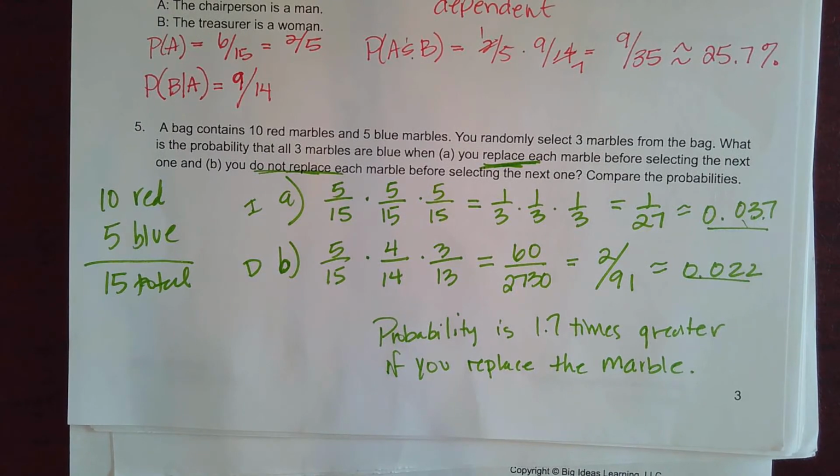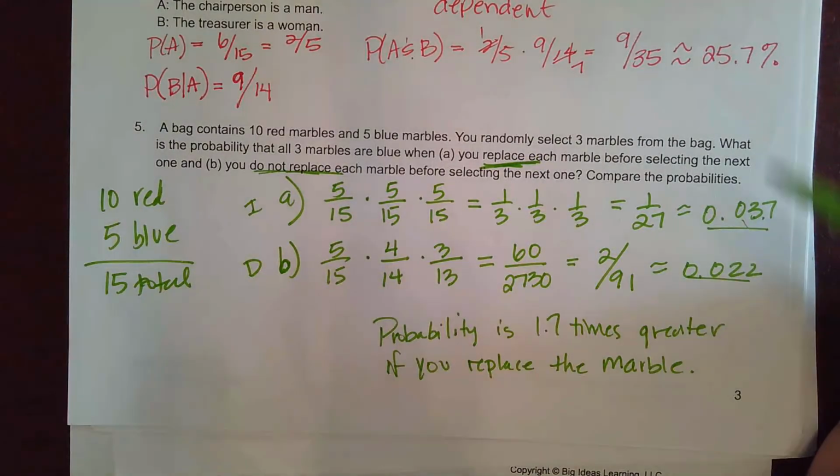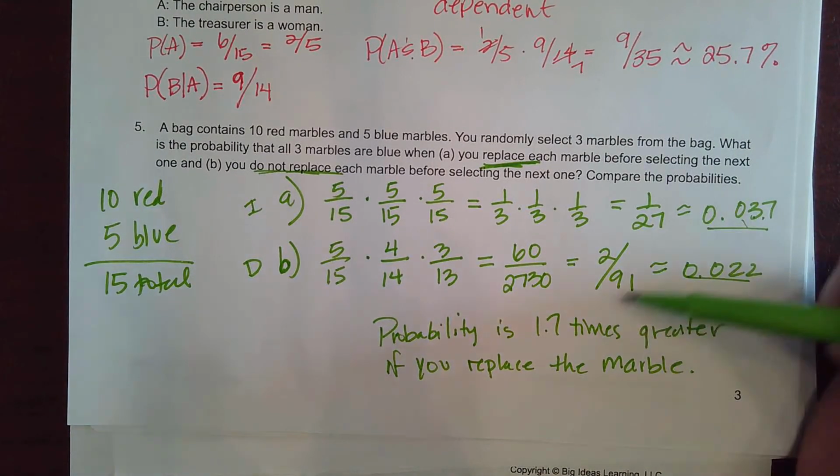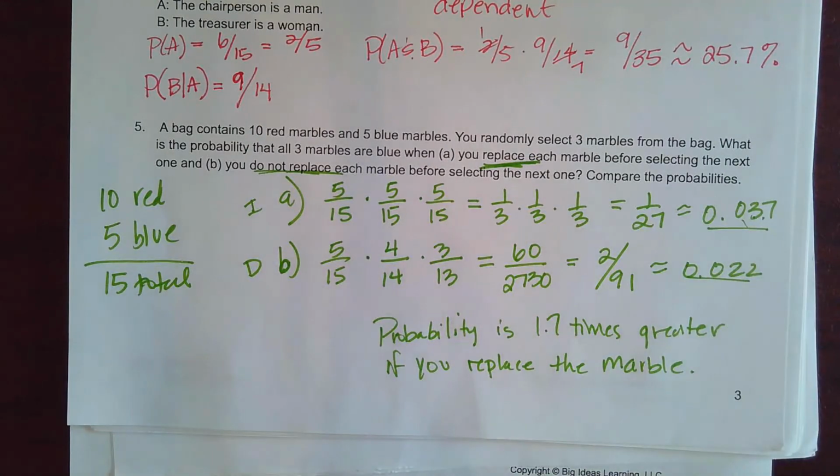So that's what it means by kind of comparing the probabilities. You found great, but now say something about them. It doesn't have to be a dissertation here. It just has to be some sort of comparison statement that talks about how many times greater one is than the other.